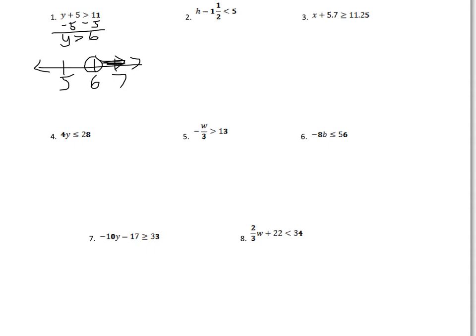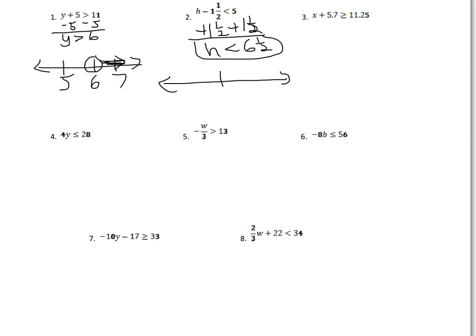In number 2, to isolate that h, we would add 1.5 to each side. And we get h is less than 6.5. So if we draw that on a number line, halfway between 6 and 7, we'd have an open circle, and you'd have your arrow to the left because h has to be less than that. You could even write a 6.5 underneath that.